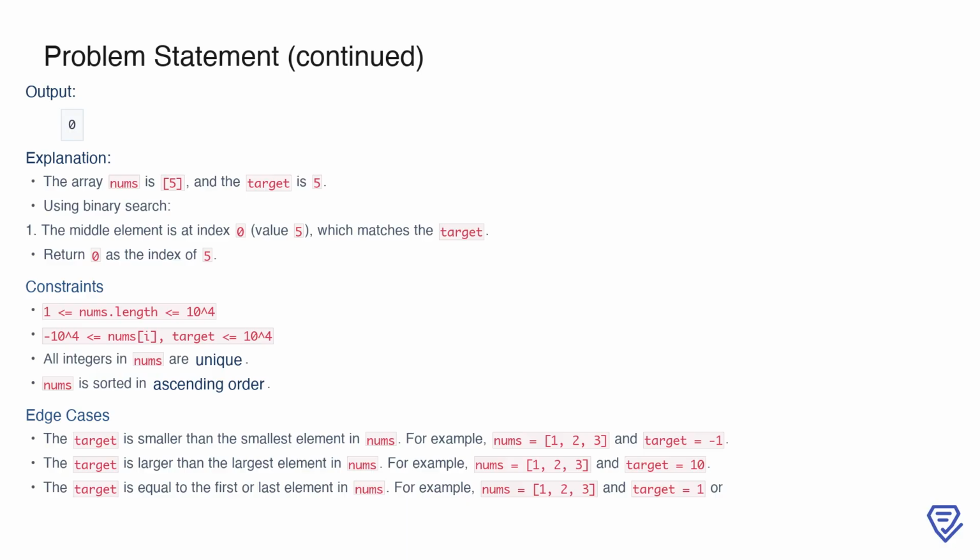Now, consider the third example where the array nums contains only one element, 5, and the target value is also 5. Here, the middle element is at index 0, and its value is 5, which matches the target. Since the target is found immediately, we return 0, the index of the target in the array. This example demonstrates how binary search behaves when the array has just one element, making it a simple and direct case.